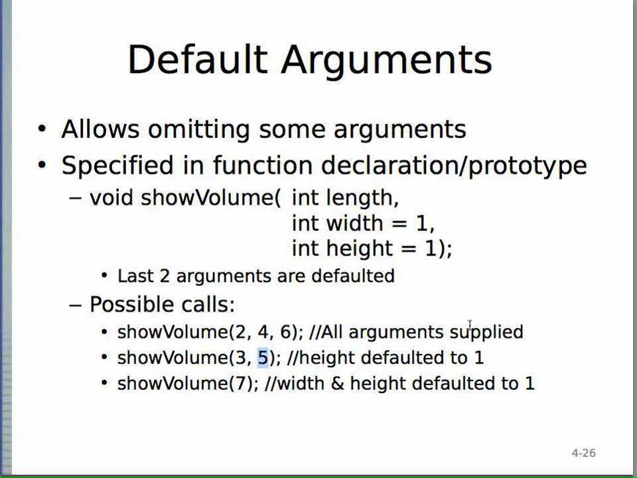You can assign default values only to the last n, so if you have 3 arguments, you have to either have default values for the last one, or the last 2, or all 3. You cannot have, for example, a default argument for length and then skip width, or skip width and height and assign a default value to length. Okay, so we'll take a look at that.